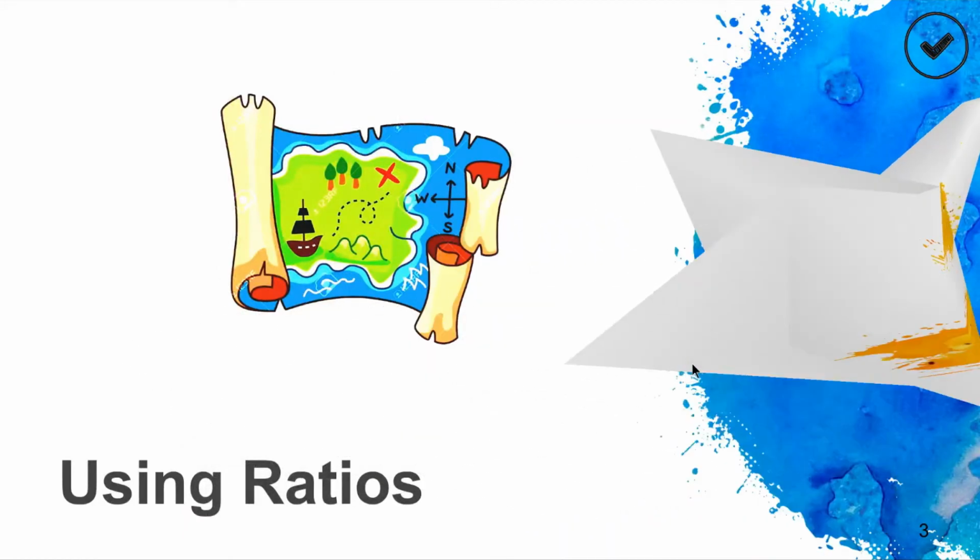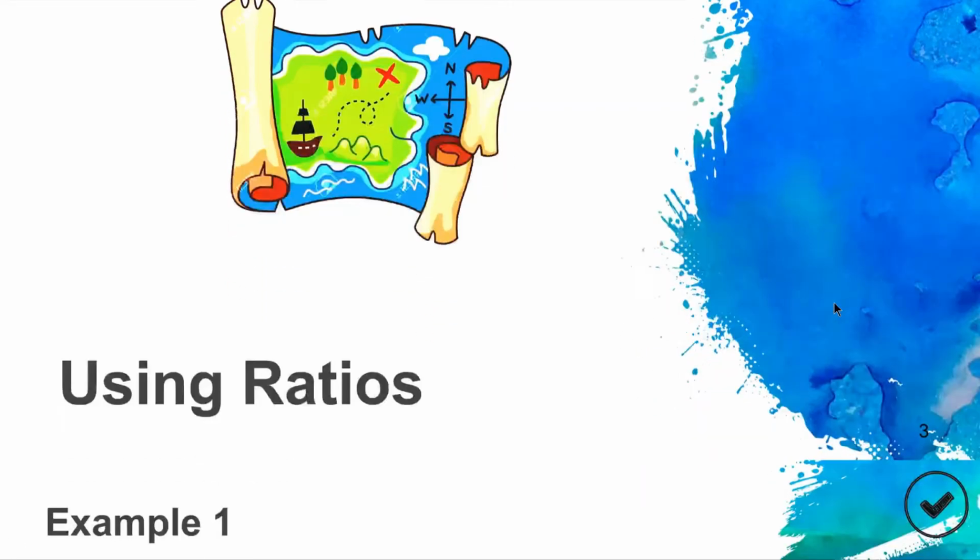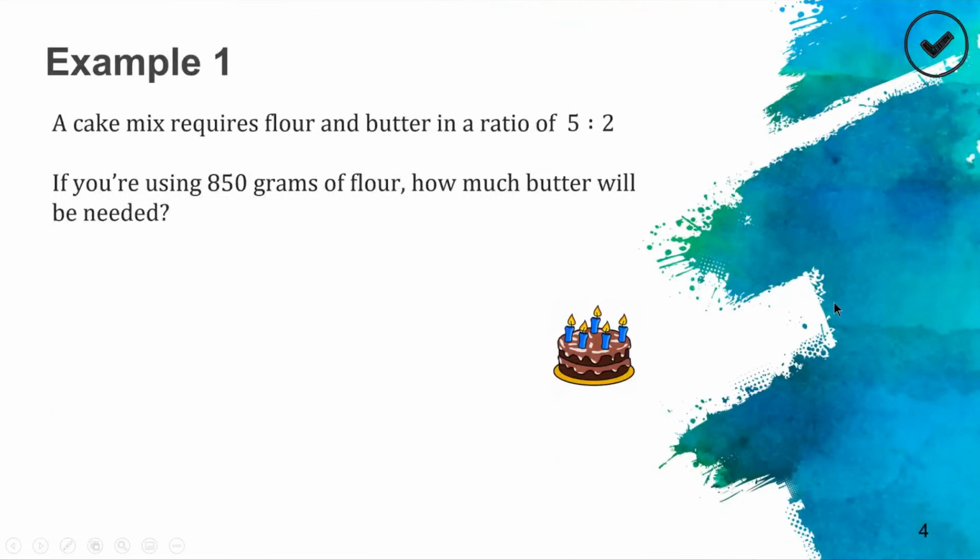Okay, like I said, today's lesson is all about using ratios to solve a bunch of problems. We're going to look at 5 different examples of problems we can solve using ratios. Here is our first one. A cake mix requires flour and butter in a ratio of 5 to 2. So for example, if we put 5 grams of flour in, we would need to put in 2 grams of butter to keep the ratio.